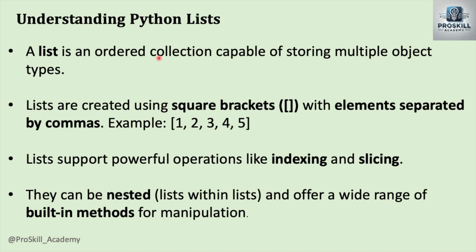This means that every item in the list has a fixed position, and that position is preserved unless you change it. Lists are useful when you want to group multiple items together while still keeping track of their order. What makes lists especially powerful is that you can hold a variety of object types. You can have numbers, strings, even other lists all within a single list.